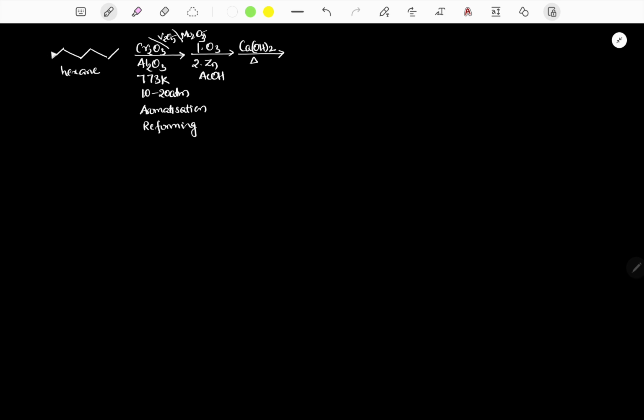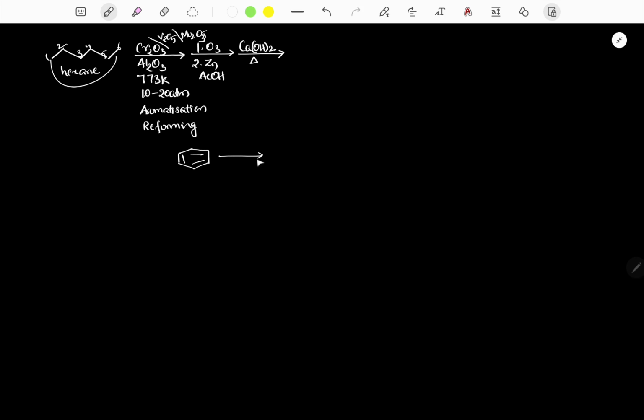So here minimum 6 carbons are present. It will be converted into benzene. 1, 2, 3, 4, 5, 6. Ring closing, and benzene will form finally.